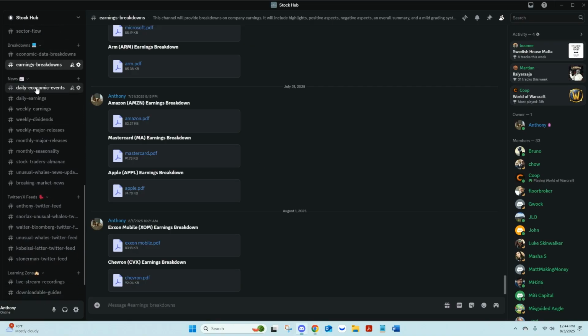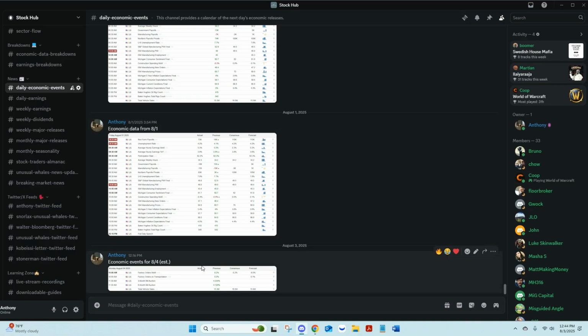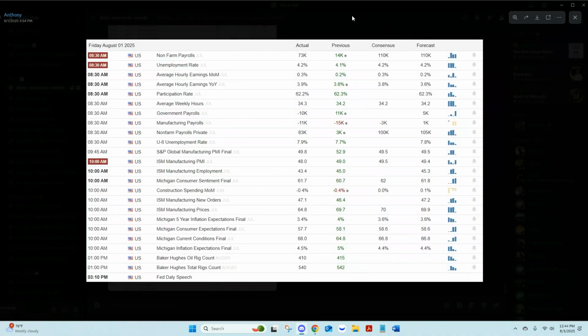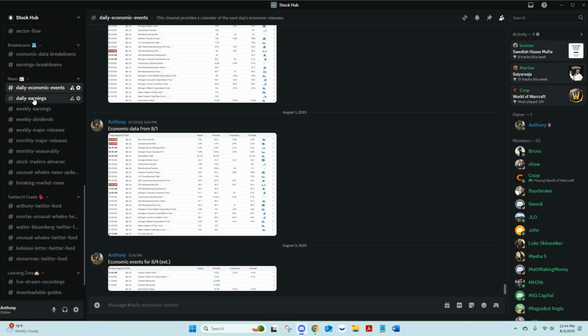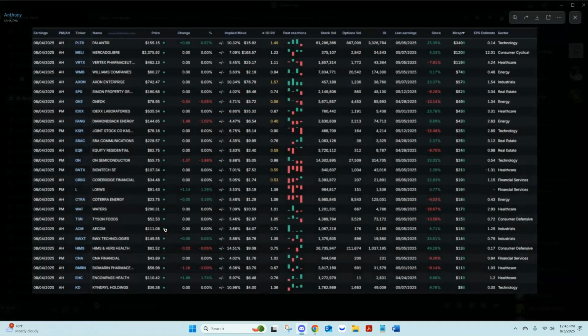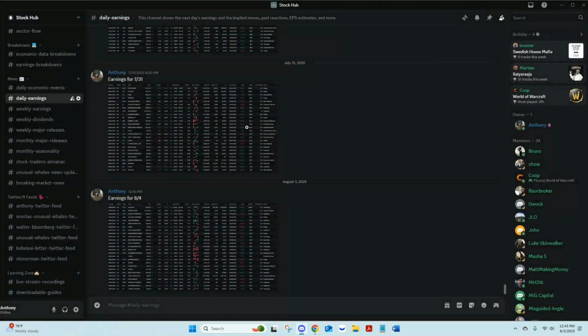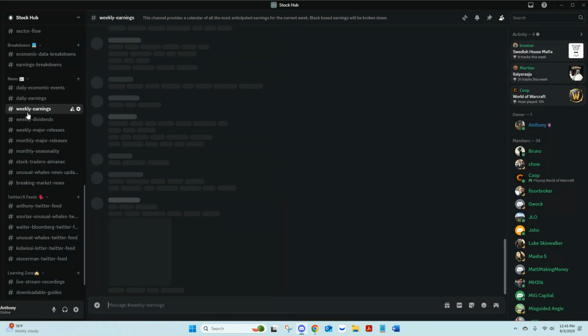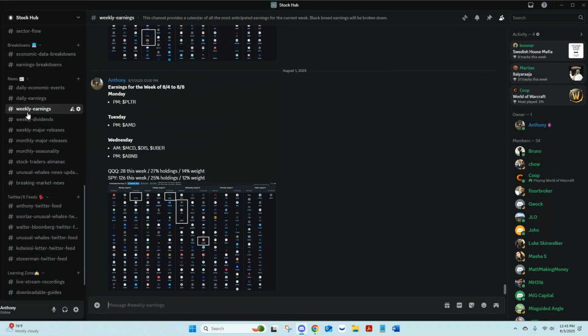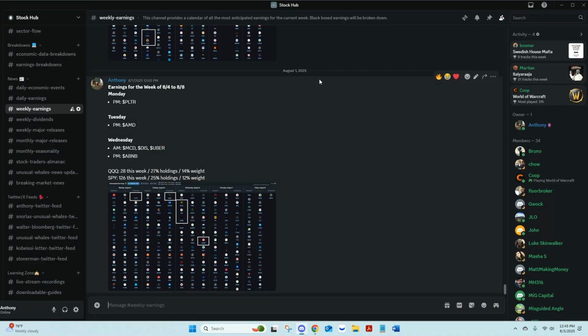So your news area, daily economic events, I will post the next day's events ahead of time, and then I will post the day's data in a consolidated form like that. Daily earnings, this is just your earnings for the next day. You can see your past reactions, EPS estimates, the implied move, all that stuff for those that like that. Weekly earnings, these are updated on Friday. I get these out for the week and obviously for the next week.